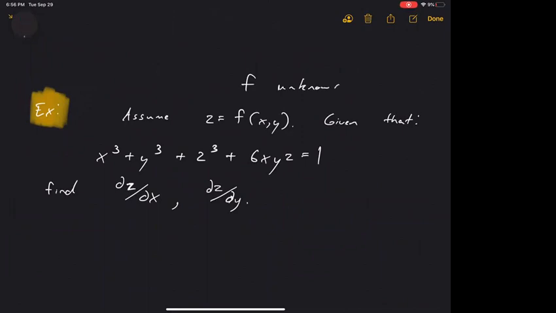I would still like to be able to find the derivative. I would still want to be able to find the partial derivatives of f. In particular, I want to be able to find partial of z with respect to x. Now, if I don't know f, that can be a little tricky. But I have this equation here.